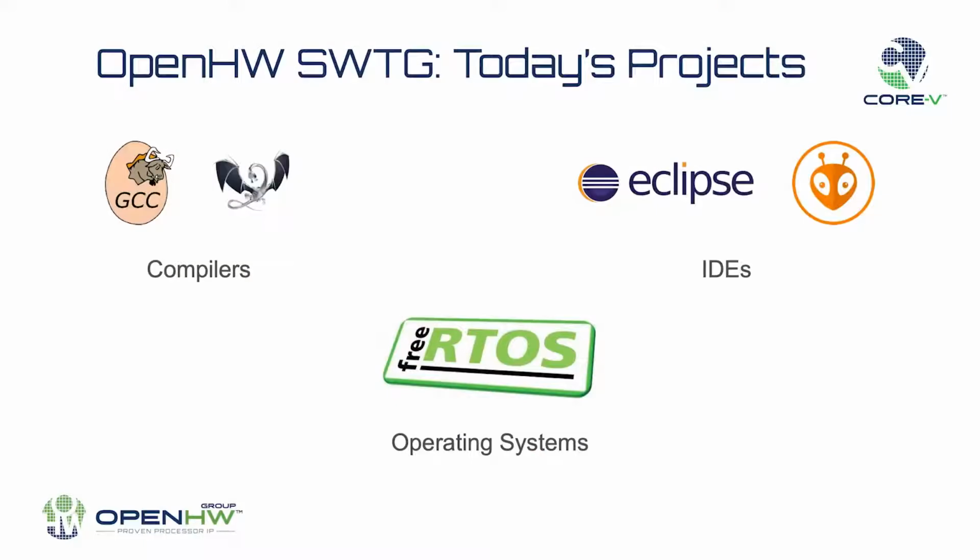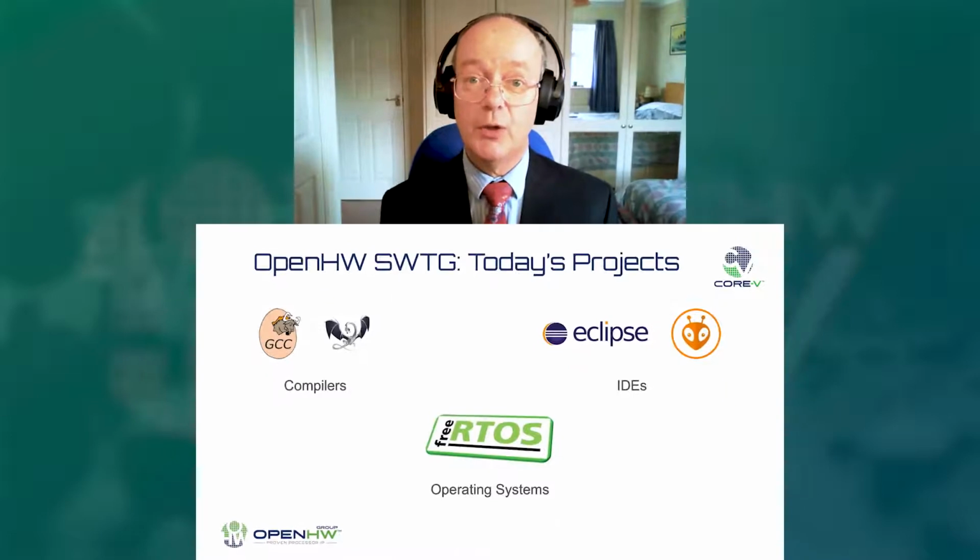Welcome to today's episode, where we're looking at the work of the OpenHW Software Task Group. We're going to address 3 of today's projects. The first project we'll be looking at is our work with compiler toolchains. And we'll hear from Jessica Mills and Philipp Krones about the development of GCC and LLVM compilers for the CORE-V architecture.